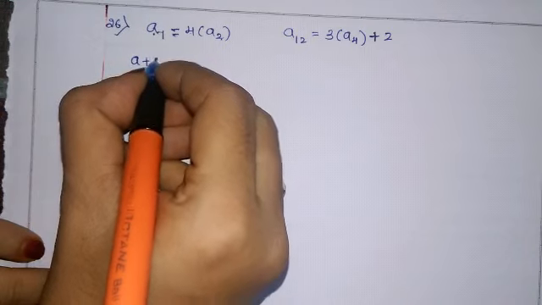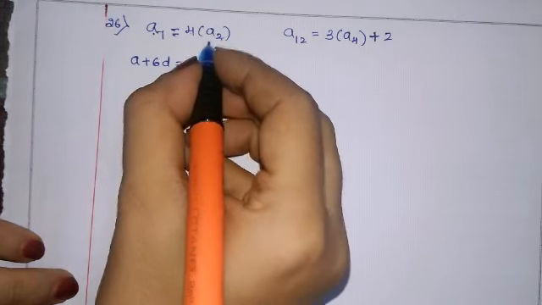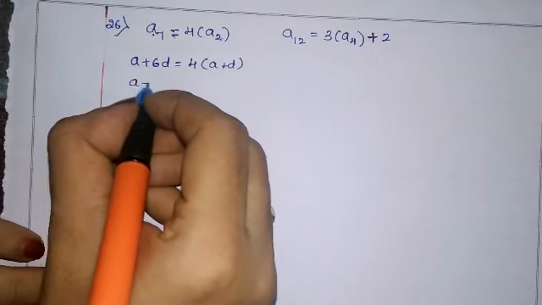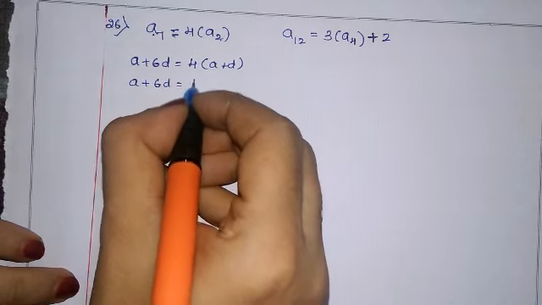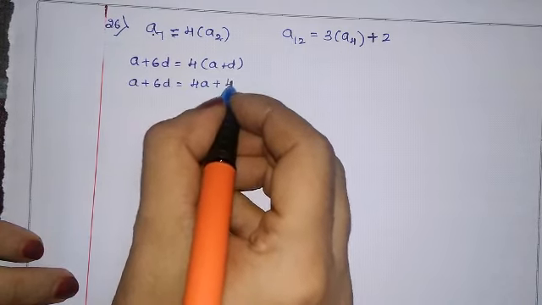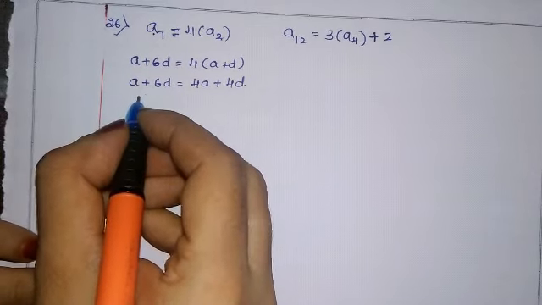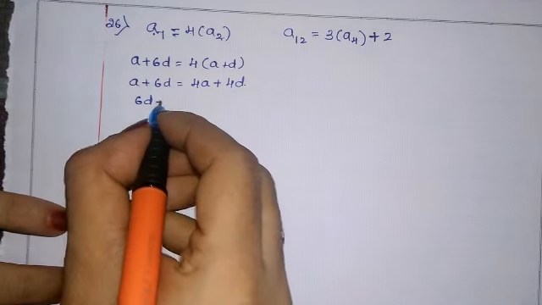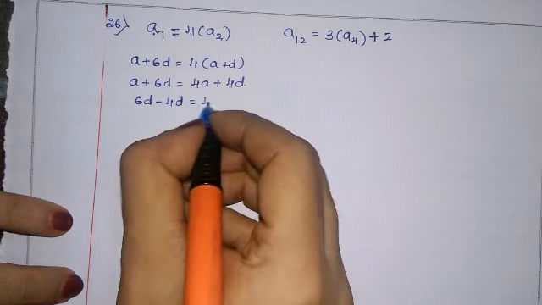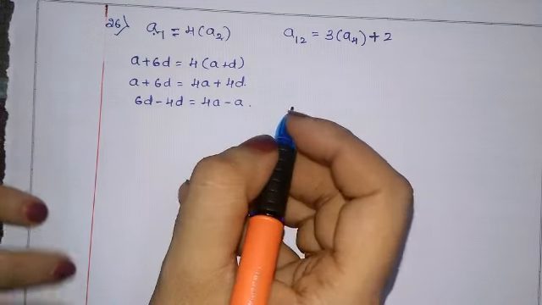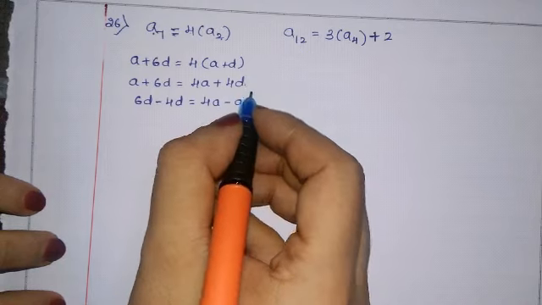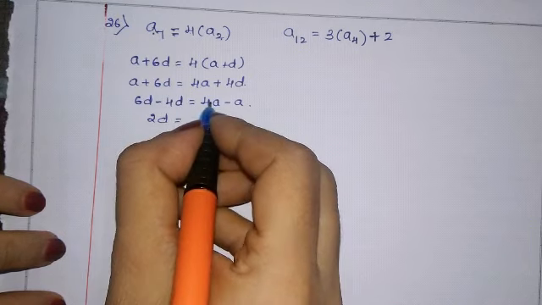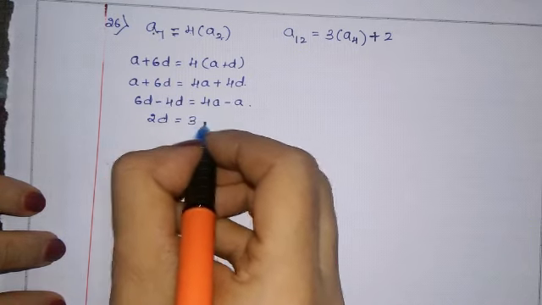A7 is nothing but A plus 6D, which equals 4 into A2, that is A plus D. Now A plus 6D equals 4 into A is 4A, plus 4 into D is 4D. Now let us bring the D terms to one side and the A terms to one side. 6D minus 4D is equal to 4A minus A. So 6D minus 4D is nothing but 2D, which equals 4A minus A, that is 3A.